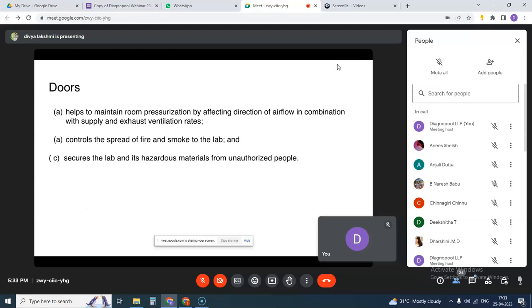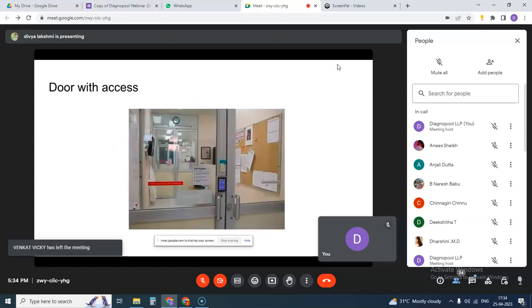Why are these doors important? Because they help to maintain room pressurization by affecting the direction of airflow in combination with supply and exhaust ventilation rates. In laboratories, maintaining pressure is very important. So doors act as a very important means to maintain the pressurization. They also control the spread of fire and smoke in the lab. They secure the lab and its hazardous materials from unauthorized people.